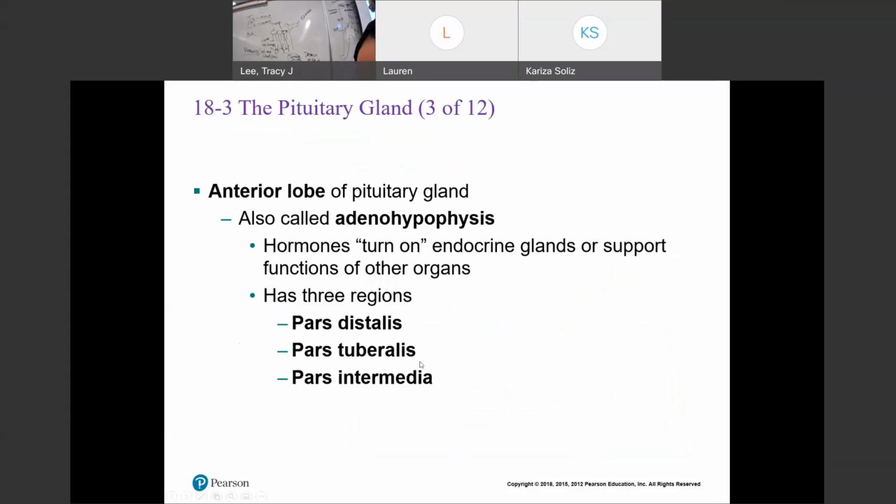All right, you do not have to know any of these portions of the anterior. You just should know the name adenohypophysis or hypophysis. And this turns on endocrine glands. So basically it's regulating other endocrine glands to secrete those hormones.